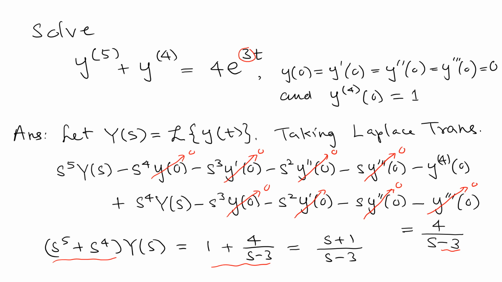We normally do that when you have a complicated fraction rather than an easy one, because when you divide by s to the fifth plus s to the fourth, you can directly find the partial fractions. So it is better to simplify it like this. Now we divide both sides by s to the fifth plus s to the fourth. After dividing, Y(s) equals 1 over s to the fifth plus s to the fourth, times s plus 1 over s minus 3.